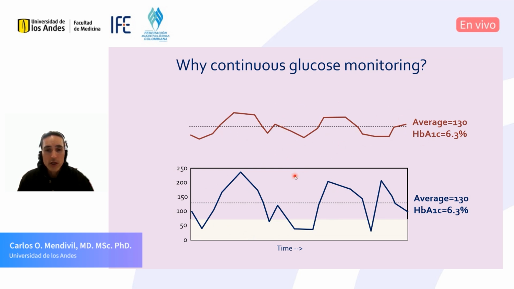So definitely there's a lot of information that is buried, or that we cannot reveal using just the average measurement and the A1C. And for that, we require the continuous or almost continuous trace of glucose in the interstitium.